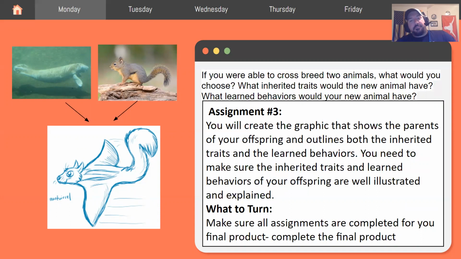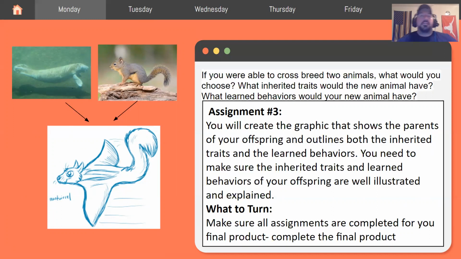All right. You will create the graphic that shows the parents of your offspring and outlines both the inherited traits and the learned behaviors. You need to make sure the inherited traits and learned behaviors of your offspring are well illustrated on that artistic side, so take a moment, okay? Go slow. Really show us your best work, and explain. Make sure all of your assignments are completed for your final product, and then complete the final product.